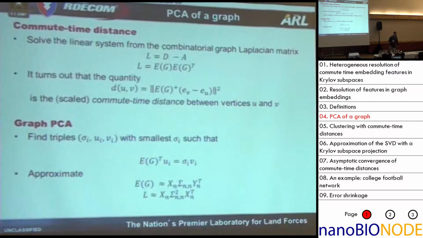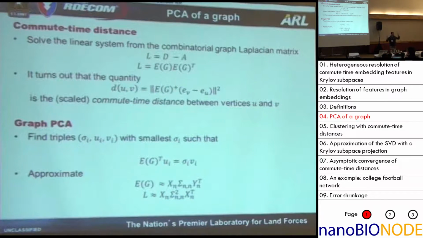Now that we have the matrices we need defined, we can talk about these two interrelated concepts of commute time distance and graph PCA. These are due to Saerens and a bunch of other people, in papers published around 2006. The commute time distance is defined in terms of the combinatorial Laplacian, which is usually defined as the diagonal degree matrix minus the adjacency matrix. The commute time distance takes a bilinear form, where we take the difference between an element vector for vertex V and an element vector for vertex U, and apply the pseudo-inverse of this matrix L.